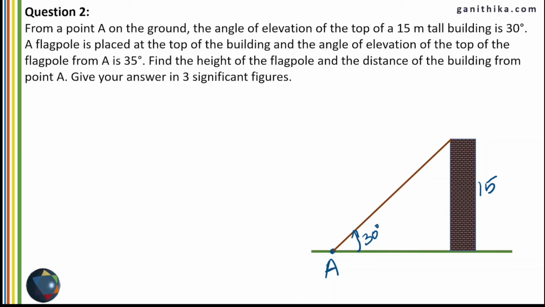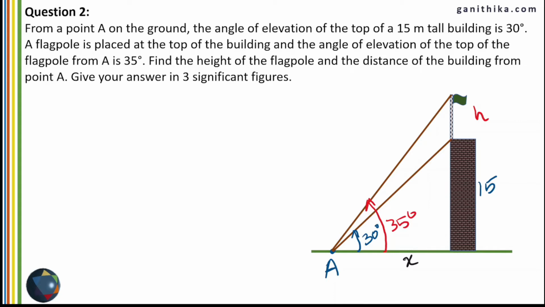The flagpole is placed at the top of the building. So we are going to consider a flagpole above the building here like this, and the angle of elevation of the top of the flagpole from A is 35 degrees. So from A to the top of the flagpole, the angle of elevation is 35 degrees and the diagram comes like this. Now we need to find the height of the flagpole, which is here, and the distance of the building from the point A. So this is here. So you need to find H and X. And finally, you need to give your answers in 3 significant figures. Don't forget this.